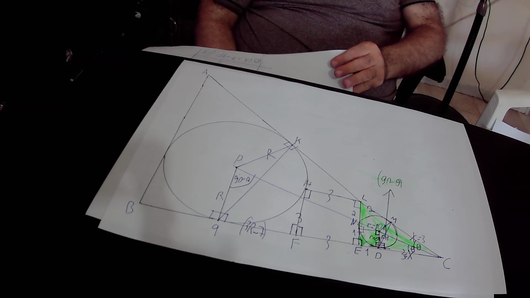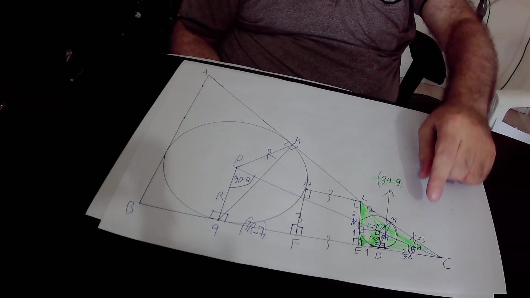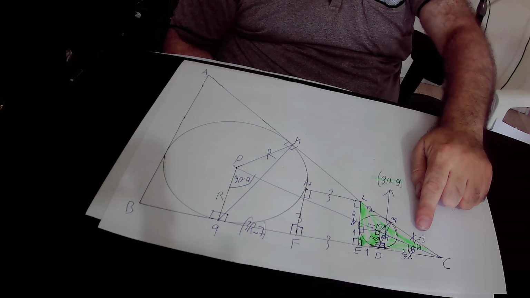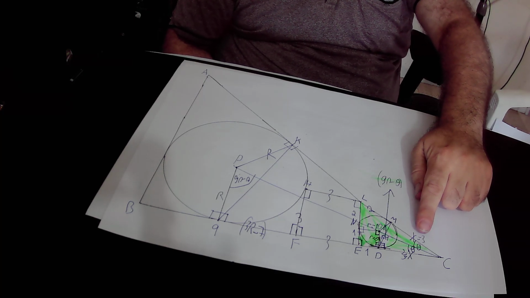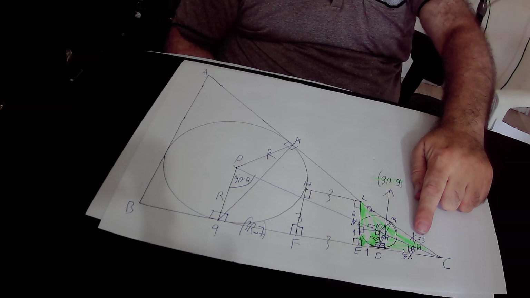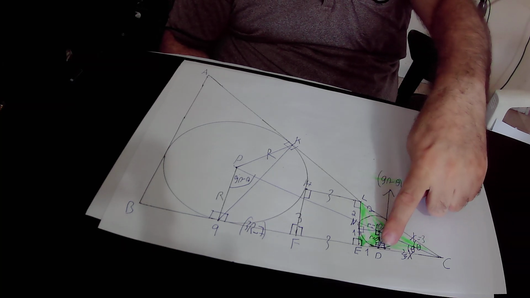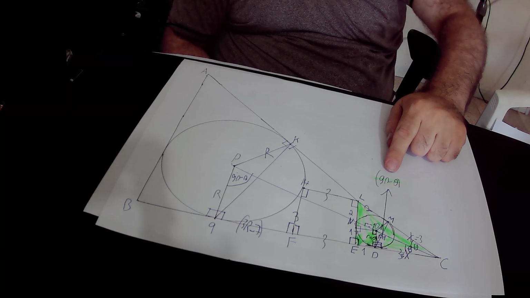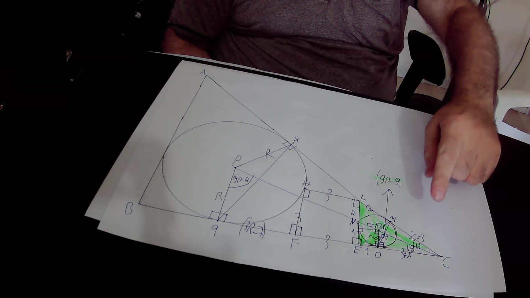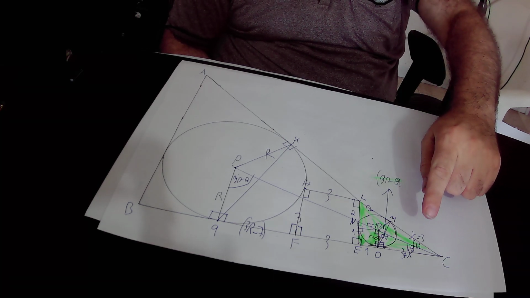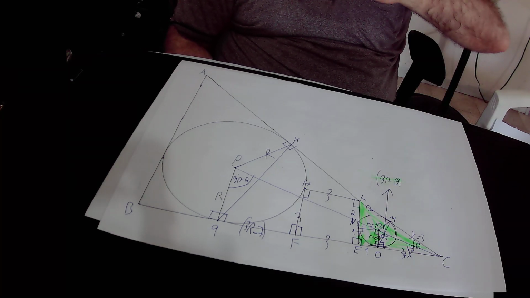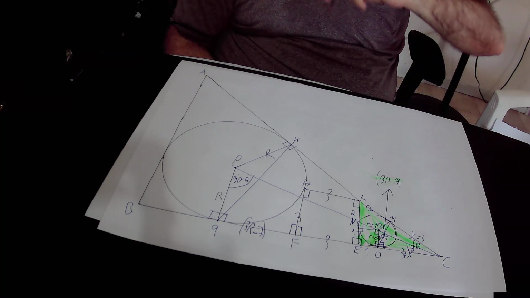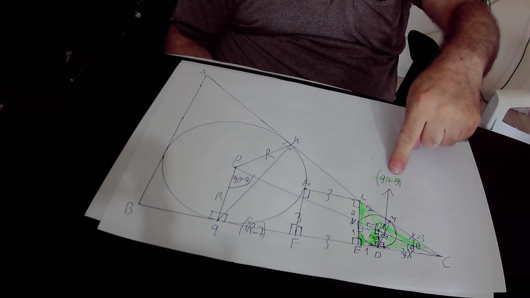Then we focused on the right small green triangle ODC. In the right small triangle ODC, this angle equals theta, this angle equals 90 degrees. Therefore, the third angle must be equal to 90 degrees minus theta. Why? Because 90 degrees minus theta plus theta is 90 degrees, and 90 degrees plus 90 degrees is 180 degrees. That is the sum of the angles in any triangle. So this angle equals 90 degrees minus theta.